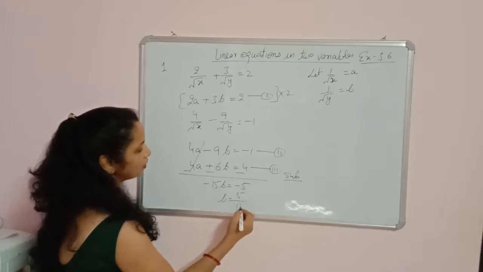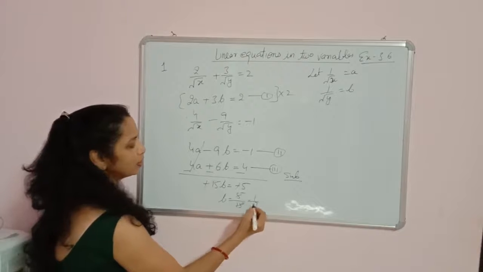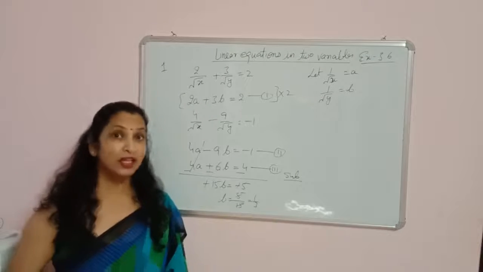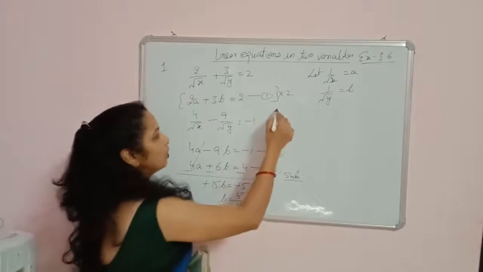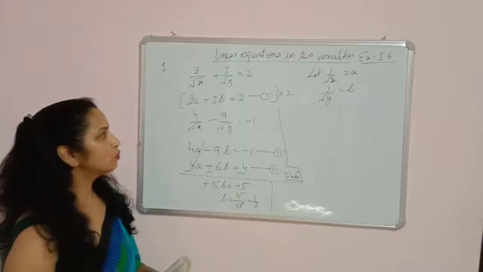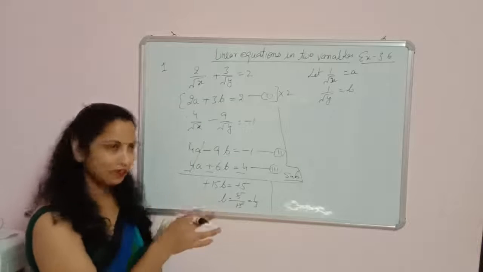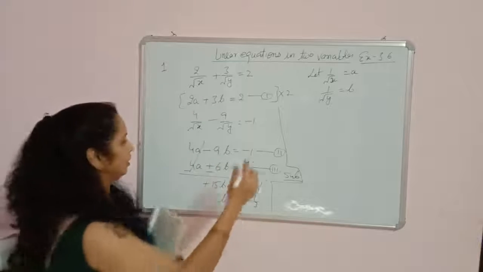Then what is the value of B? 5 upon 15. Minus cancels out with minus. It is 1 upon 3. So this is the value of B. Now you know how we can find the value of A. So for finding the value of A, we will put the value of B in either equation 2 or the third.